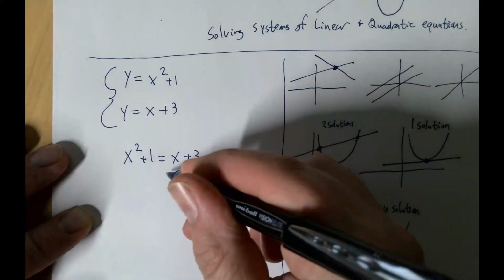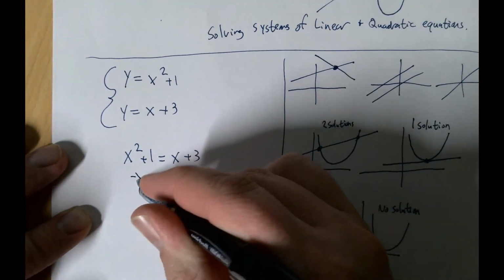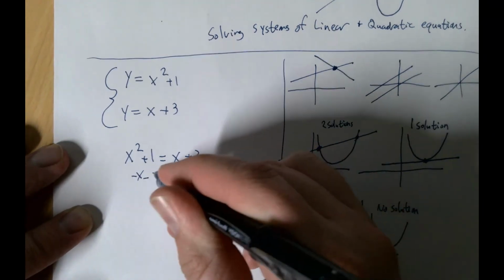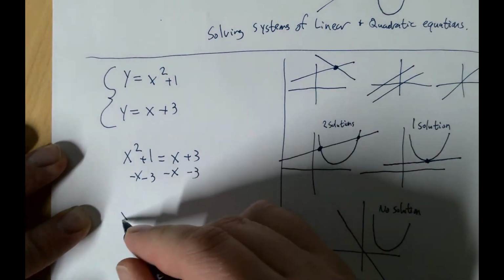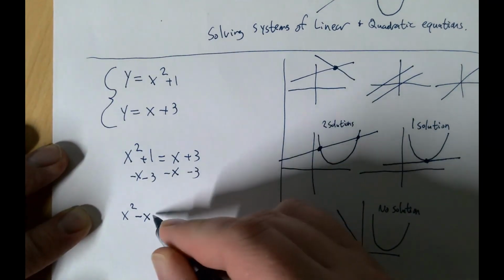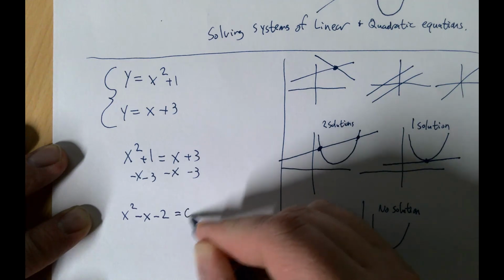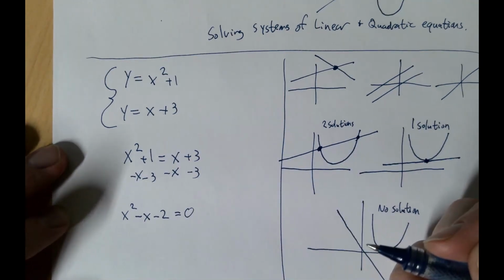So let's subtract x from both sides. Let's subtract 3 from both sides. And that gives me x squared minus x minus 2 equals 0.